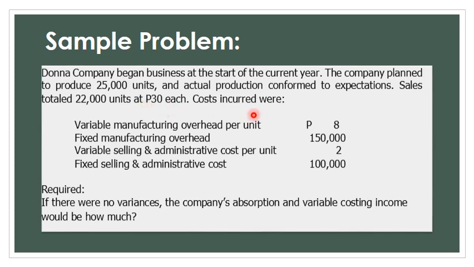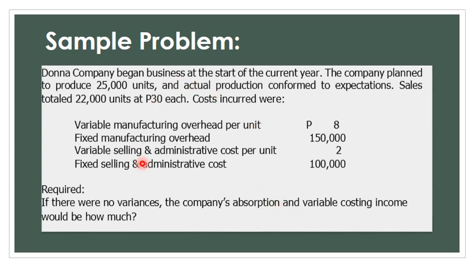Cost incurred were variable manufacturing overhead per unit daw is 8 pesos. Fixed manufacturing overhead is 150,000 pesos. And variable selling and administrative cost per unit is 2 pesos. And fixed selling and admin expenses or cost ay 100,000 pesos. The requirement is, if there were no variances, the company's absorption and variable costing income would be how much?